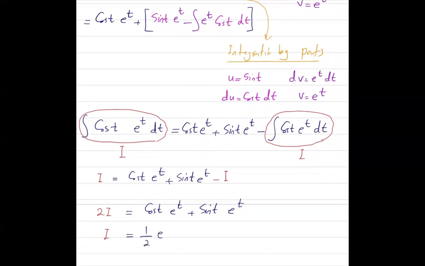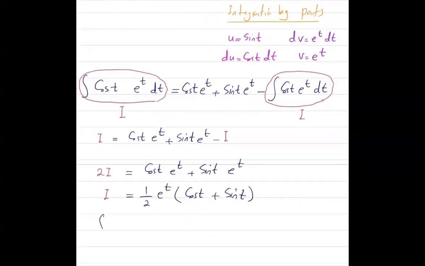You can factor out e to power t and write down cosine t plus sine t. Hey, we found the integral. I is equal to the integral of cosine t e to t dt, which is equal to a half e to t times cosine t plus sine t. But wait, my original integral was in a different variable, right? My original integral was in x. So I need to rewrite everything in terms of x now.